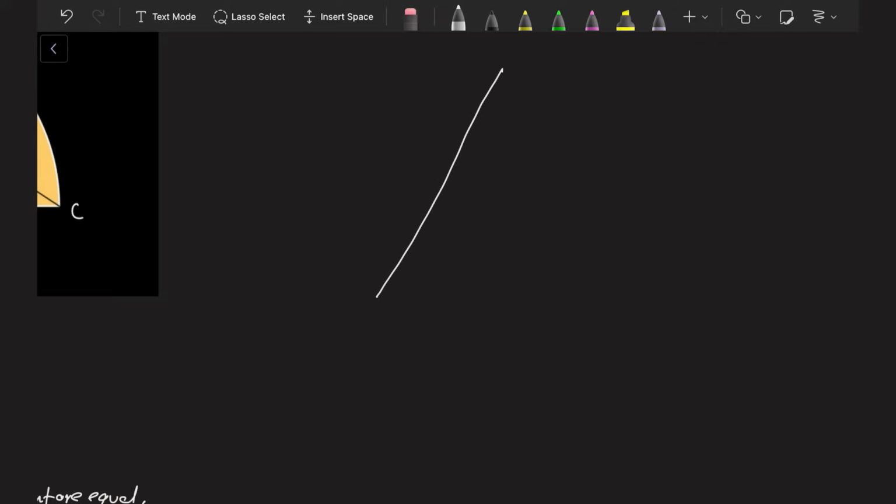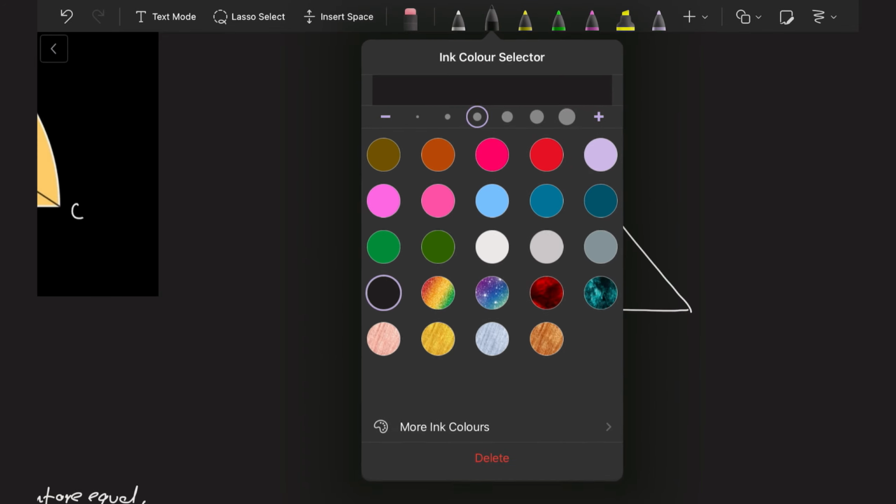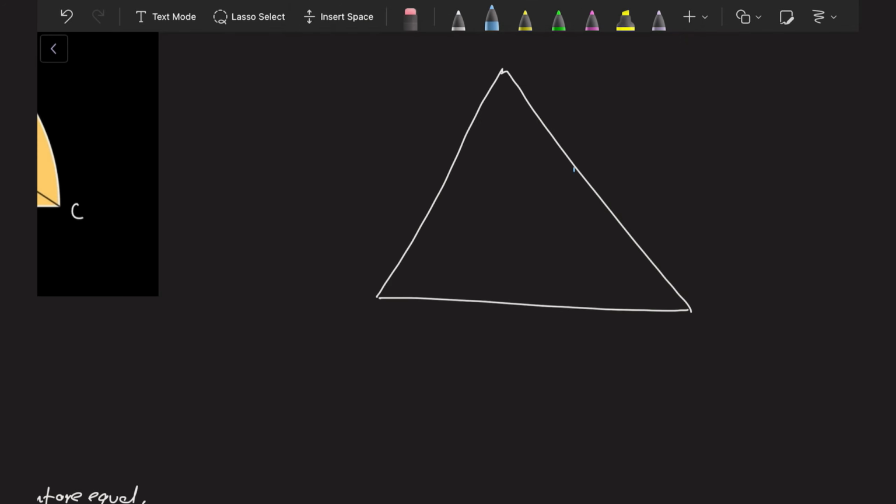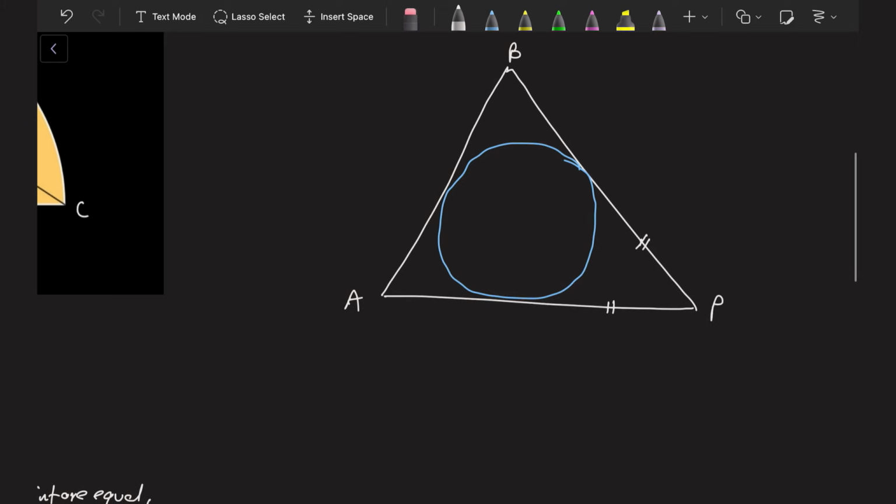So suppose we have the triangle like this over there, and inside that we have this blue circle that is tangent to the three sides. This point we have marked as A, this point as B, and this point as P. Now from the second theorem we just saw, this length would be equal to this length. Let us suppose this length is equal to A. These two lengths would be equal, let it be B and B, and these two lengths would be equal, let it be C and C.